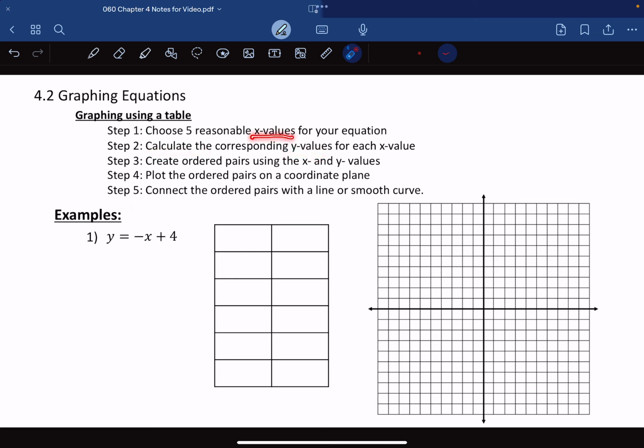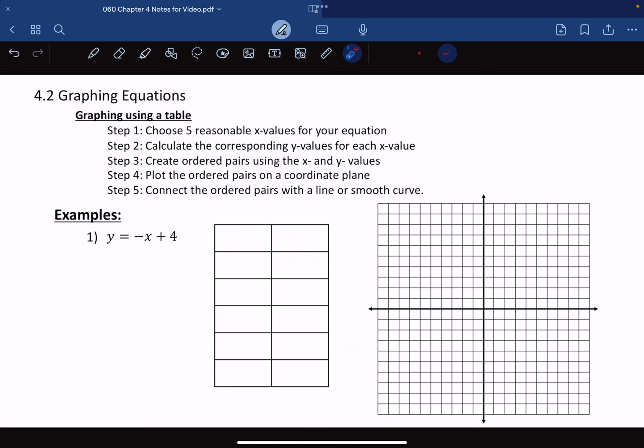So once you have your 5 x values, those x values are values you choose. Once you choose your x, you'll use your equation to find y, because we know y is equal to some relationship with x. So if I choose x and I do whatever these operations are for x, I will get y. Once I have done my calculations, now I have an x and a y, so I can create ordered pairs. I want 5 ordered pairs in my table.